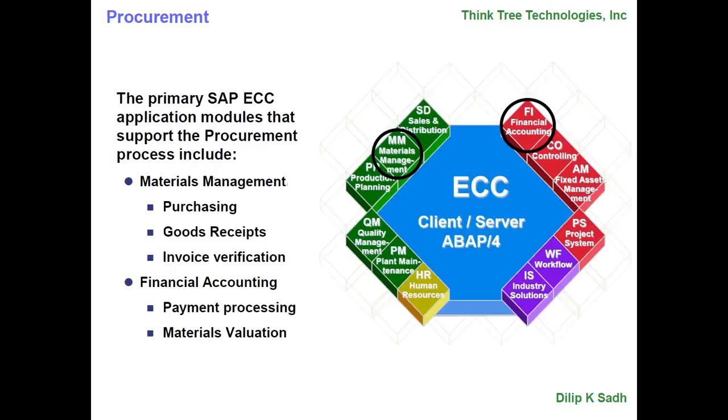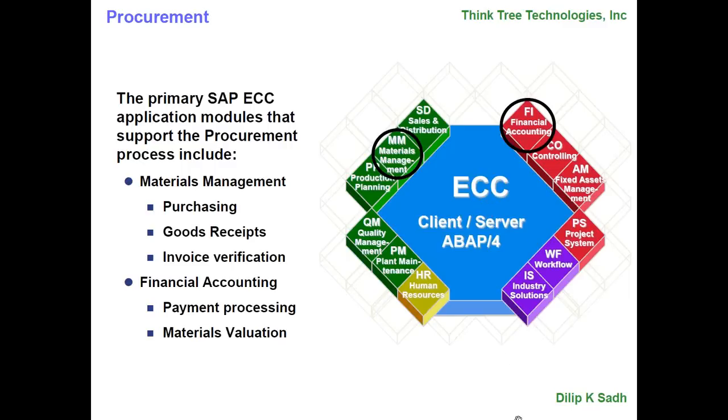This is the SAP ECC diamond. There are certain colors here, and these colors have certain meanings. In the green color, we have the logistics modules. In the red color, we have the various financial modules. In the yellow color, we have HR, workflow, and industry solutions.